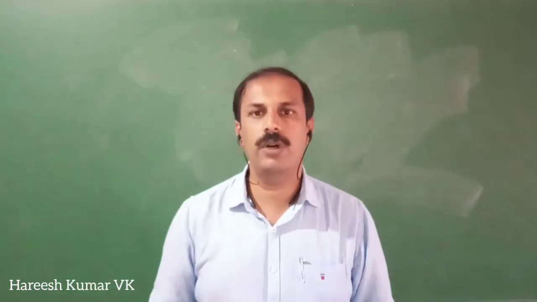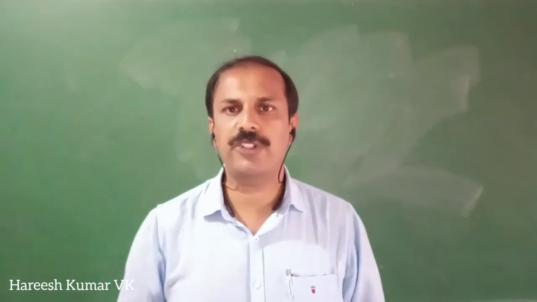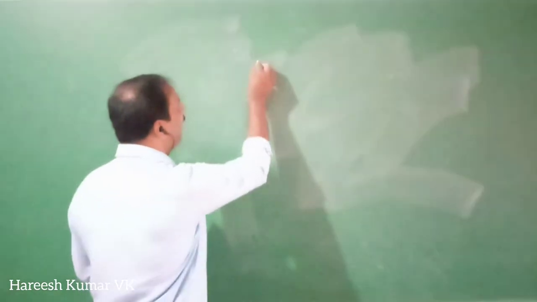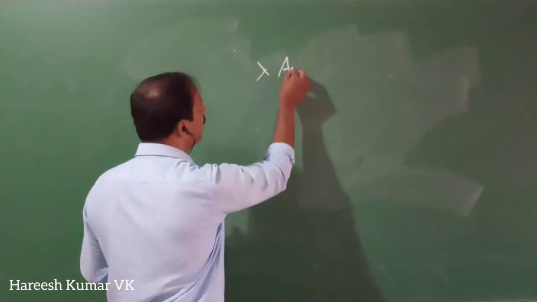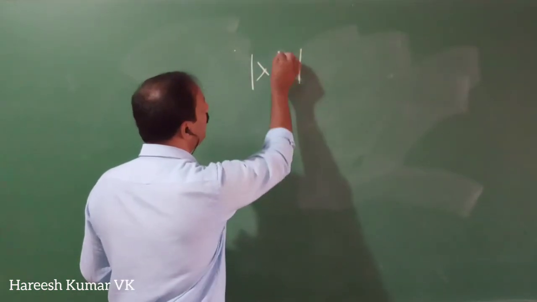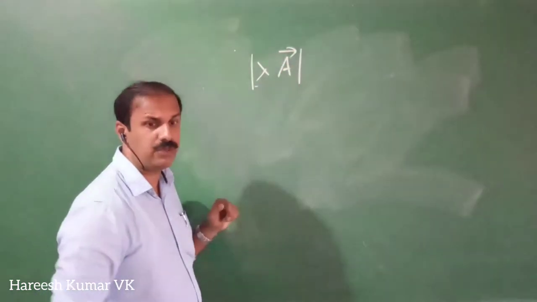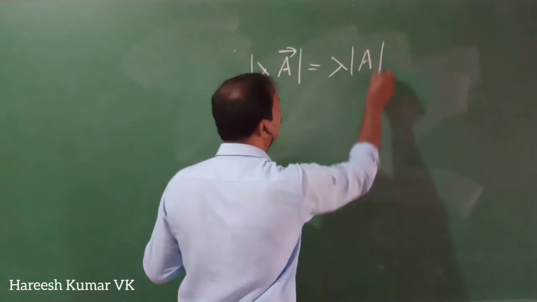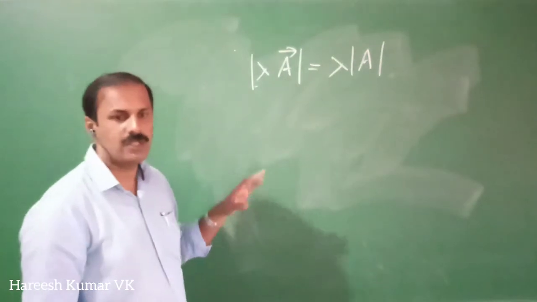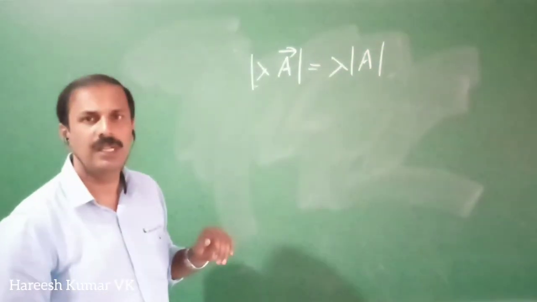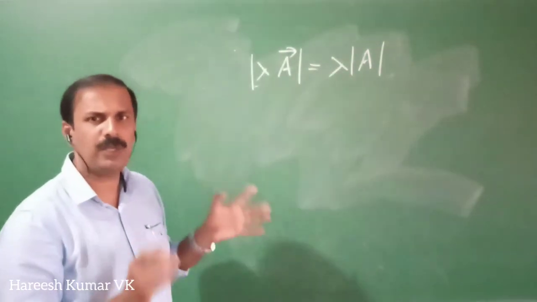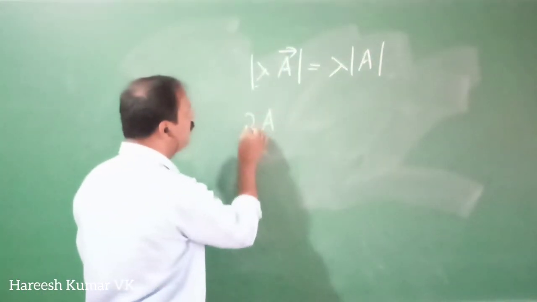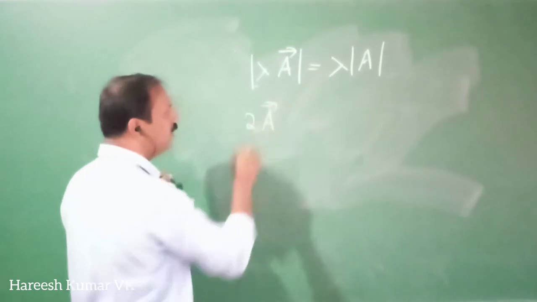Now we will discuss about multiplication of a vector by a real number. For example, if you have a real number lambda, if you multiply this vector A with lambda, this one says the magnitude, okay, magnitude of this one, then it will become lambda into A, same one, okay. So what is the meaning of this one? Just if you take a particular number, you will understand. That is, if you have a vector A and you are multiplying with 2, then it will become 2A, that's all.